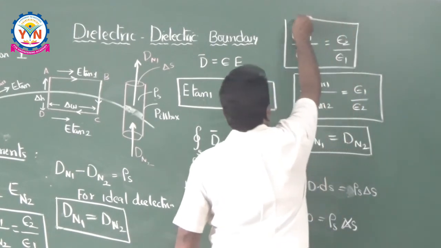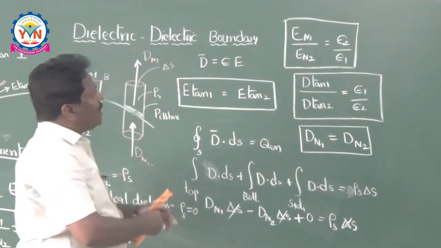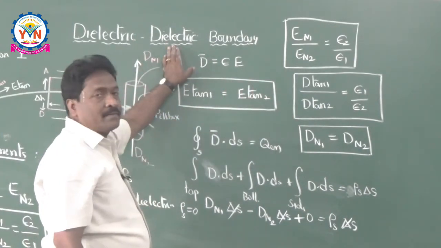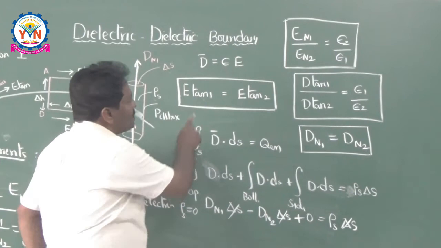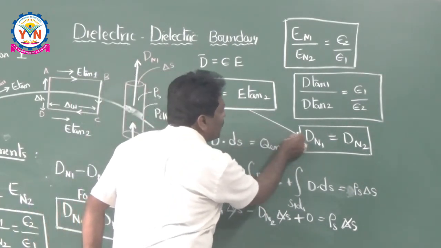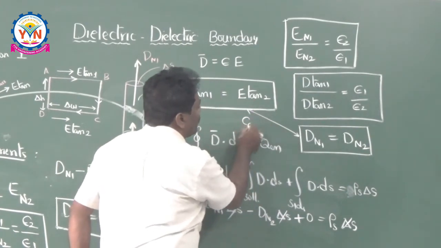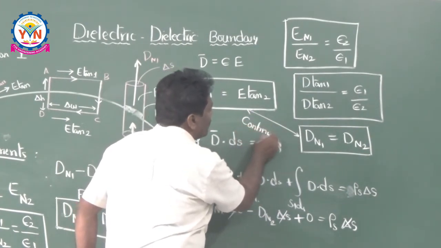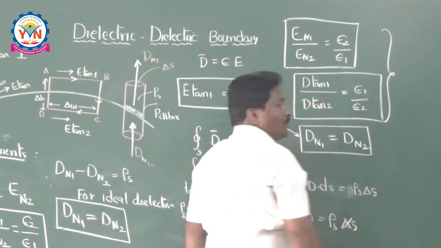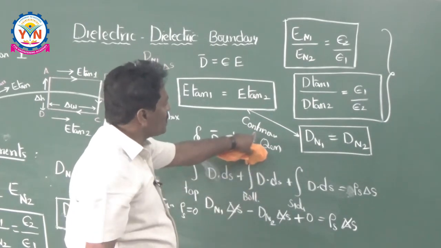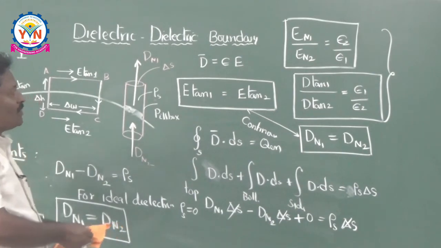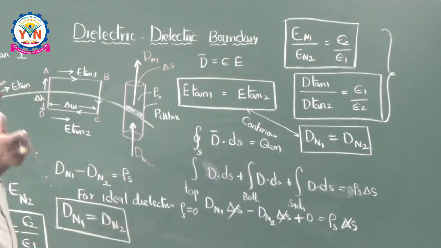So if you take all these components, these are the boundary conditions for dielectric to dielectric boundary. Here you see tangential component of E is continuous, normal component of D is continuous. These are the two continuous components. And if you take these two, these are discontinuous components. So two components are continuous, two components are discontinuous. So this is about the boundary conditions, very simple, in a single sentence.